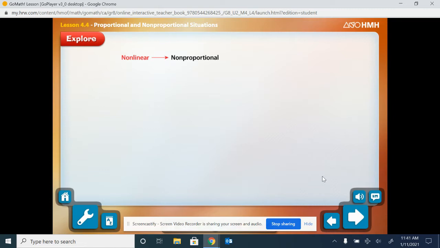But anyway. If a relationship is nonlinear, it is non-proportional. If a relationship is linear, it may be either proportional or non-proportional. We'll find out what makes a linear relationship proportional.